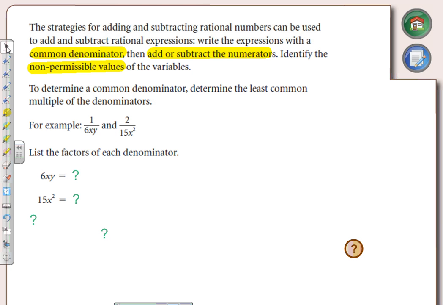So if we look at 6xy, its prime factors are 2 times 3 times x times y. 15x squared is made up of 3 times 5 times x times x. Let's put that into a chart. So 6xy and the 15x squared.